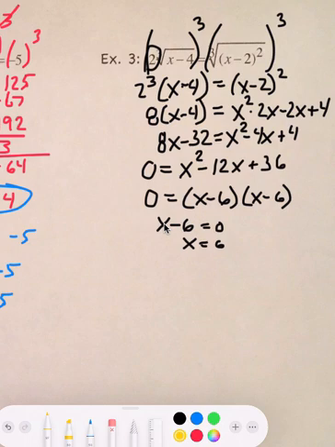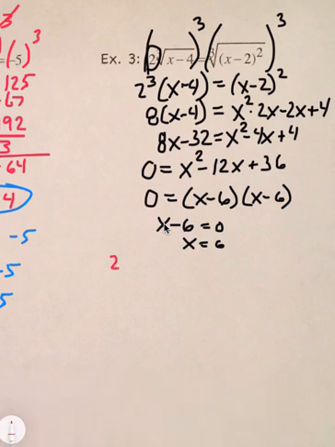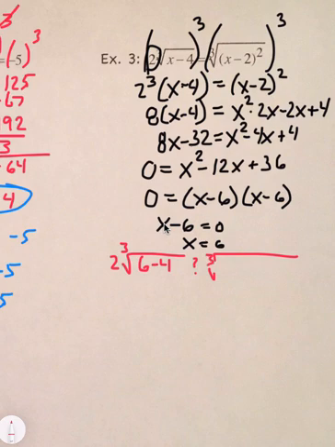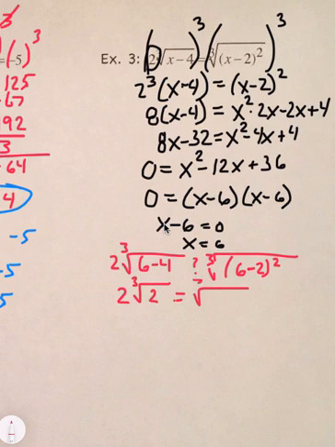Well, let's plug it in. So we have 2, I'm not going to use yellow, that doesn't show very well. We have 2 times the cube root of 6 minus 4. Does that equal the cube root of 6 minus 2 squared? Well, on this side, all we can do is make it 2 times the cube root of 2 on the left-hand side. On the right-hand side, we have the cube root of 4 squared. 4 squared is 16. So the left-hand side stays the same. The right-hand side becomes the cube root of 16.